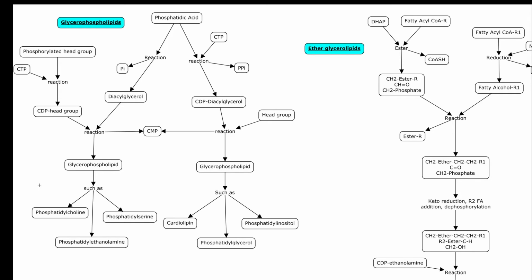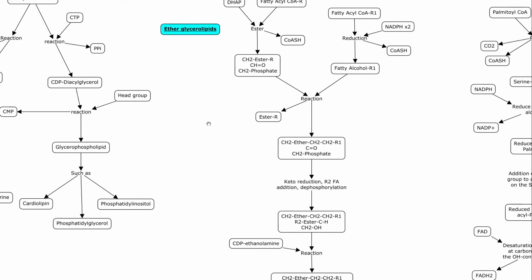Examples are phosphatidylcholine, phosphatidylethanolamine, or phosphatidylserine. Whereas on the other way, if you have the CTP added before you kick off the phosphate, or while you kick off the phosphate, you have a CDP diacylglycerol, and therefore you have a head group that doesn't have phosphate attached to it already. So it'll just come in, combine with your CDP diacylglycerol, and give you a glycerophospholipid, such as cardiolipin, phosphatidylglycerol, or phosphatidylinositol, which I'm not saying right, probably.